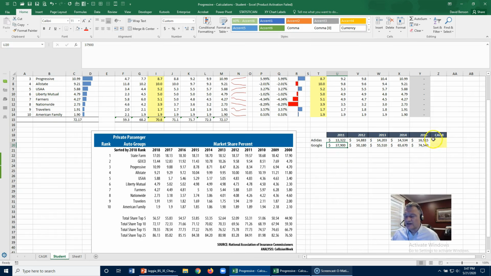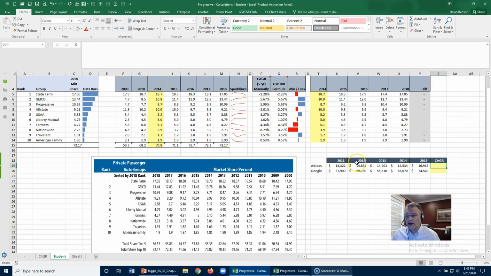I'm going to have you calculate the growth rate. Use the RRI formula, but I don't care which way. Make sure you double check your work. But in Canvas, the question I'm going to ask is you're going to calculate that compound annual growth rate without me showing you how to do it.